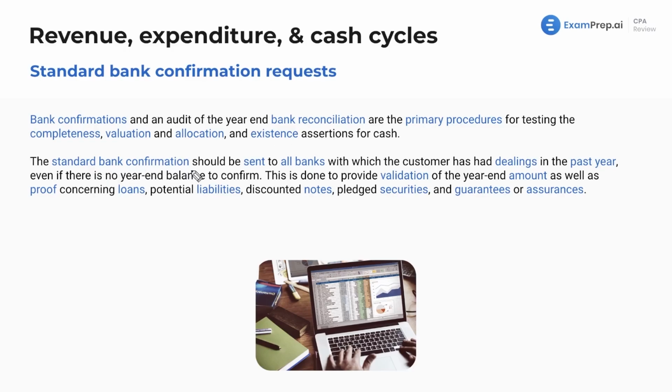The standard bank confirmation should be sent to all banks with which the customer has had dealings in the past year, even if there's no year-end balance to confirm. So even if they say they have $0 with JP Morgan Chase, you're still going to send them a bank confirmation if they have an active account with them. This is done to provide validation of the year-end amount, as well as proof concerning loans, potential liabilities, discounted notes, pledged securities, and guarantees or assurances. You could have a lot of other financial transactions and obligations with that bank, and on this form, you're going to ask if any of these other situations exist.